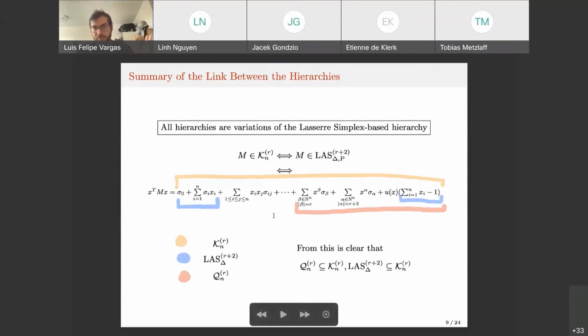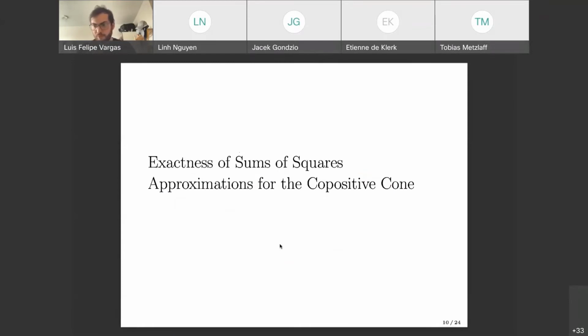But we don't know what happens with Q^n_r and the Lasserre cone. Maybe they are not simply comparable. Okay, so maybe it's a good moment if you have questions. No questions? Okay, I can continue with the first application.